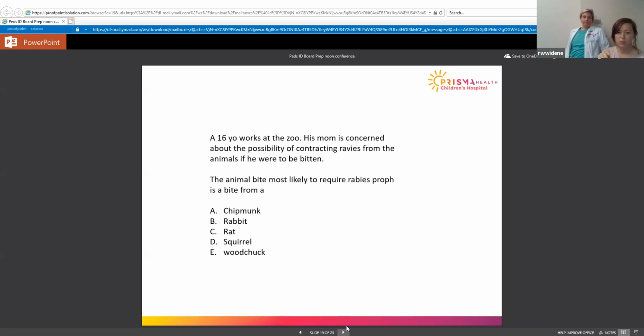All right, a 16-year-old works at a zoo. His mom's concerned about him getting rabies if he were to be bitten by an animal. Which animal bite is most likely to require rabies prophylaxis: a bite from a chipmunk, rabbit, rat, squirrel, or woodchuck? Sorry for all these typos. Rat is actually not a typo. Answer is E, woodchuck.